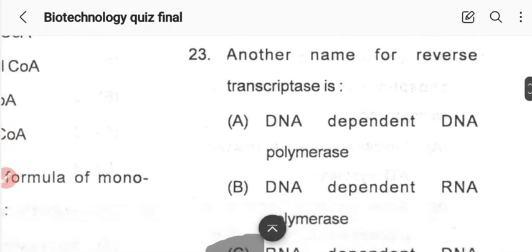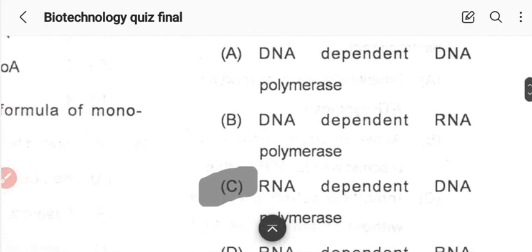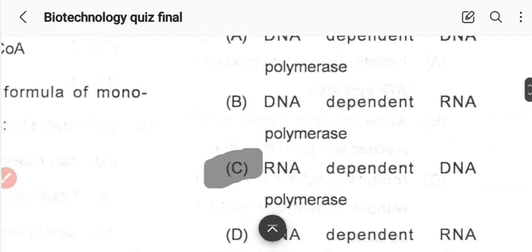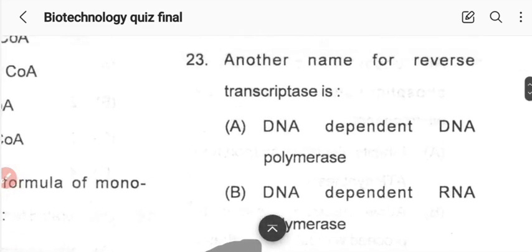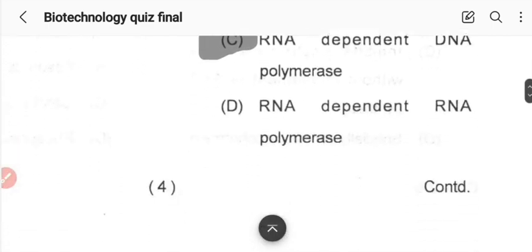Then another name for reverse transcriptase is RNA dependent DNA polymerase. RNA dependent DNA polymerase, and this enzyme or reverse transcriptase is responsible to produce what? DNA from mRNA or RNA. Okay, it will produce DNA from RNA.